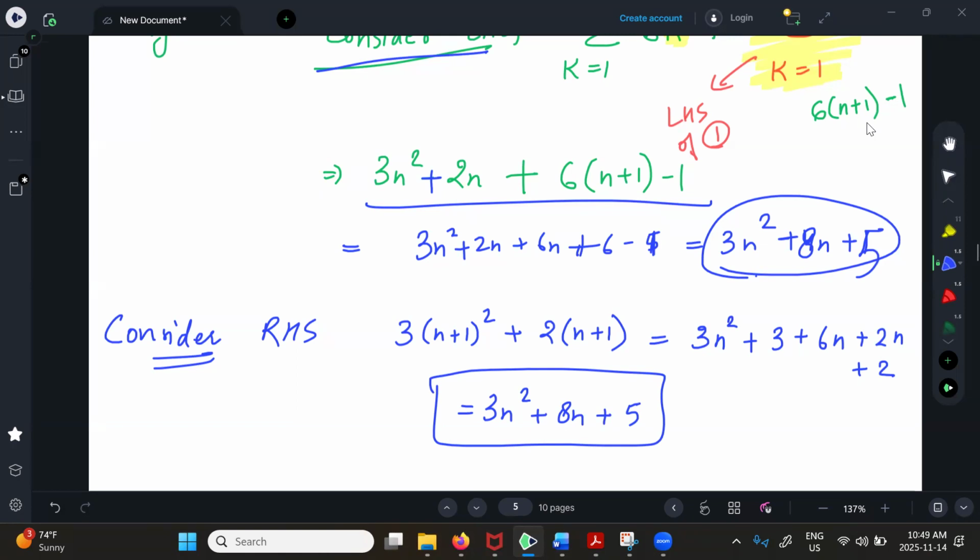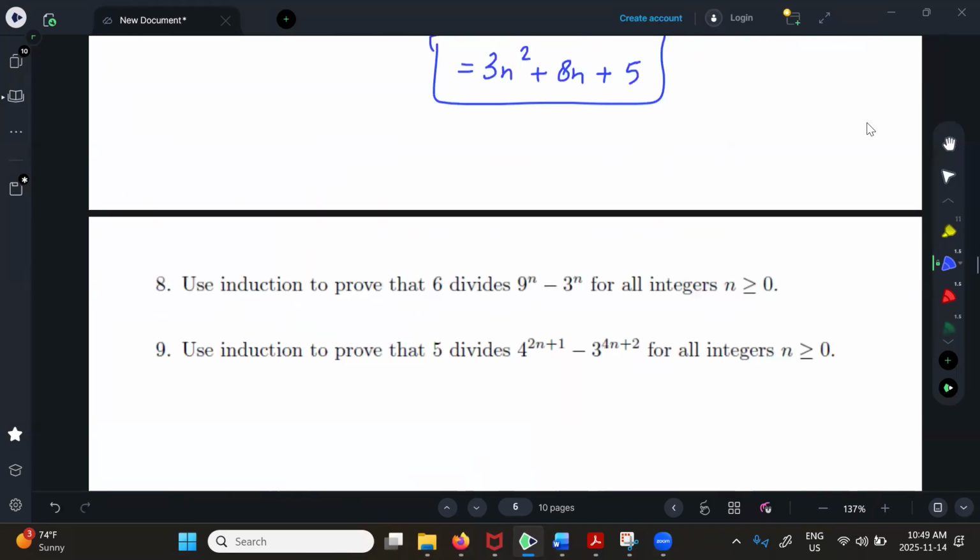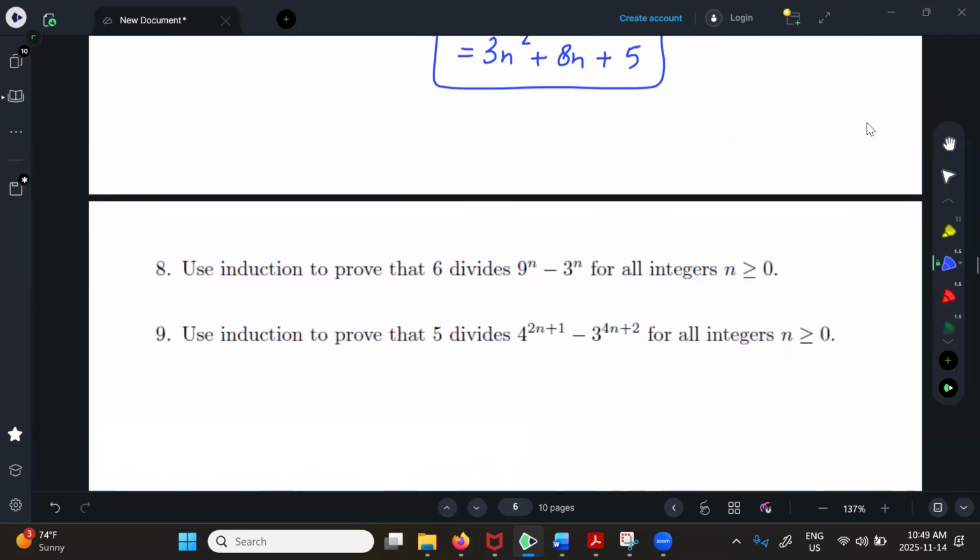Yes. With exponents. Which one? Actually, I have more exponents down here. You want to do this one? Use induction. Is this okay?